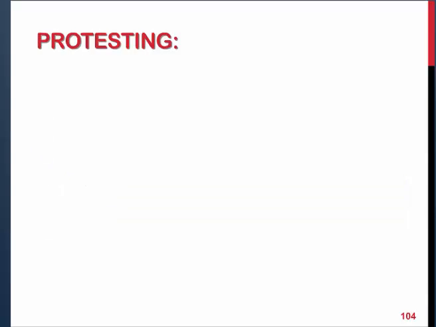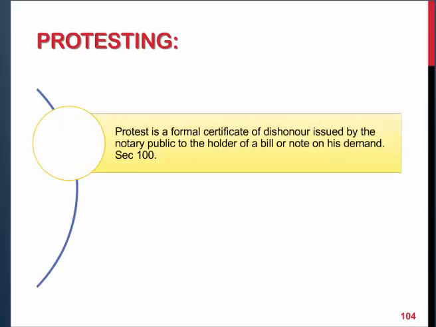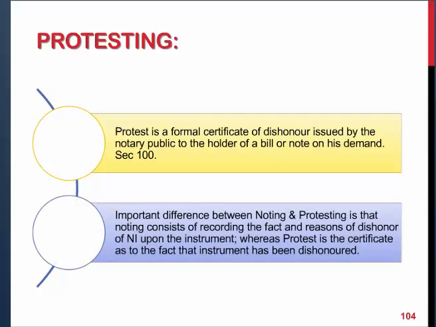And what is protesting? Protest is a formal certificate of dishonor issued by the notary public to the holder of a bill or note on his demand. Section 100 of the Negotiable Instruments Act. The important difference between noting and protesting is that noting consists of recording the facts and reasons of dishonor of a negotiable instrument upon the instrument, whereas protest is the certificate as to the fact that the instrument has been dishonored.